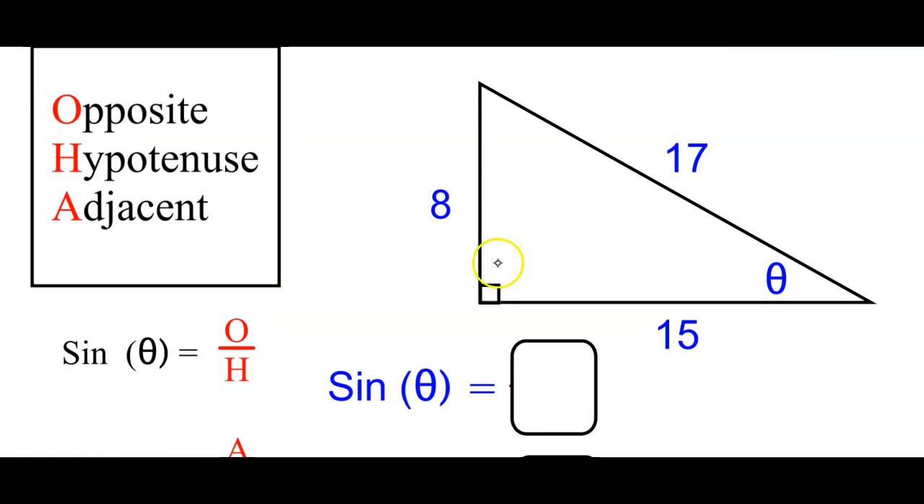So remember, identify our sides. Across from the 90-degree angle, hypotenuse. Across from theta is the opposite side. And then the only side left here is adjacent. So if we have this guide written down, I can look and say sine is opposite over hypotenuse. So my sine right here is going to be the opposite side, 8, over the hypotenuse, 17.